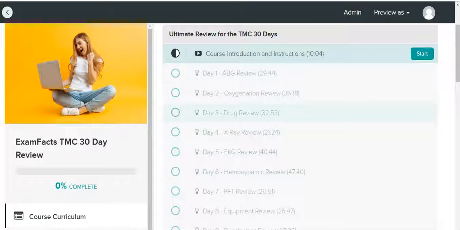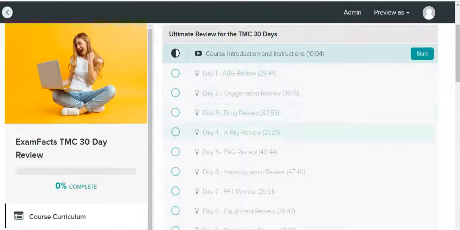And the student must progress in order. I have admin capabilities so I can jump around, but this is basically the same view that the student would have. It would have their own login up here, and they wouldn't have that admin capability.